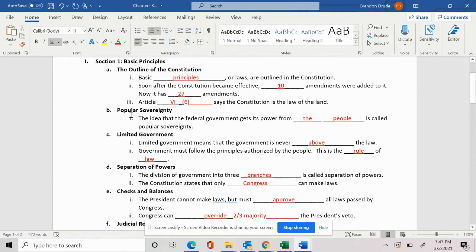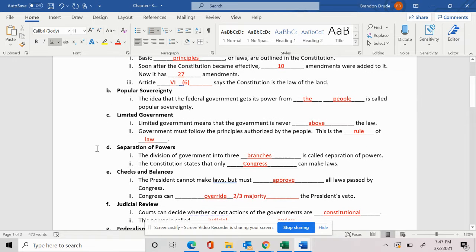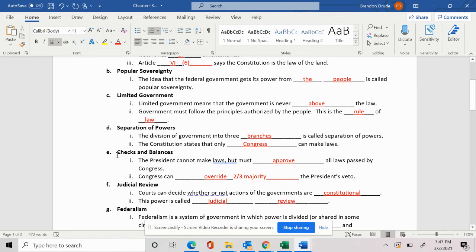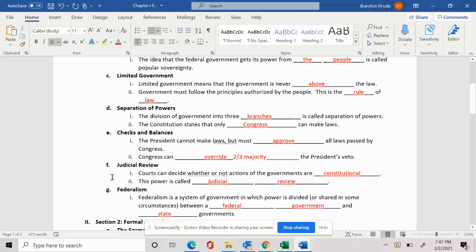So popular sovereignty, limited government, separation of powers, checks and balances, judicial review, and federalism are the six main principles of our Constitution. And a nice little hint, that'll be on the test. So I recommend getting that cool little graphic organizer Miss Lucas has outside of door 30.